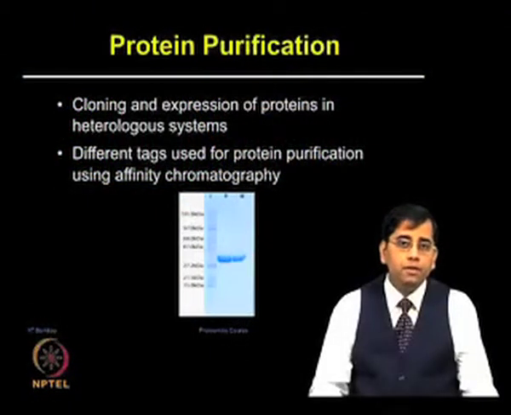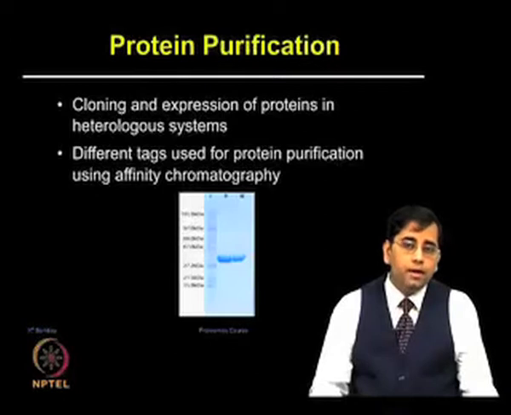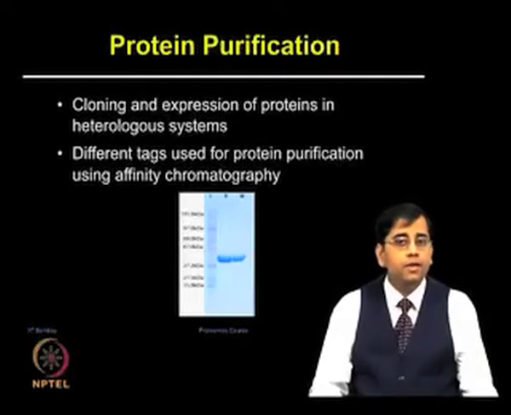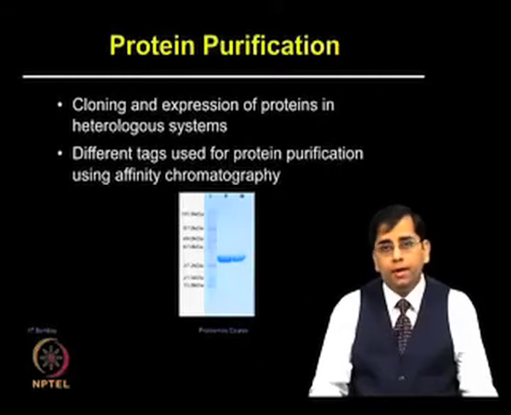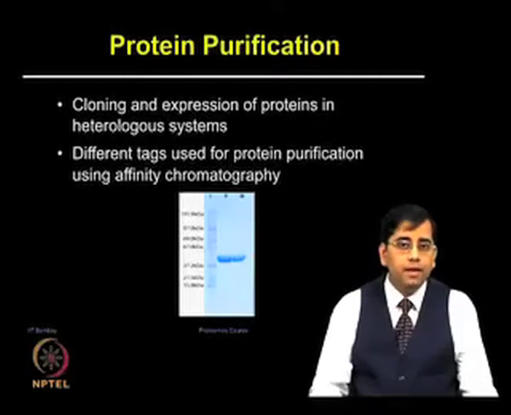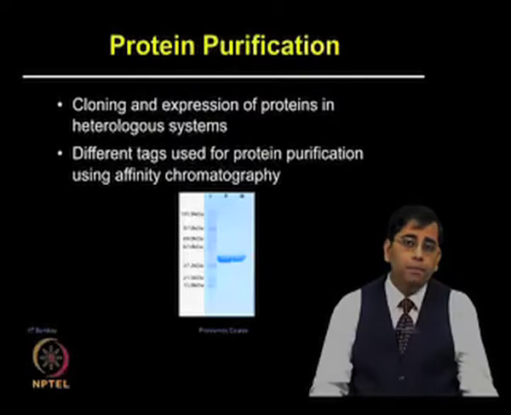Advances in molecular biology have allowed cloning and expression of proteins in heterologous systems. For example, E. coli, S. cerevisiae and various tags such as histidine 6 tag, glutathione S-transferase (GST) and maltose binding protein (MBP). These tags have been used for affinity chromatography based protein purification. The large scale protein production involves tedious cloning, expression and purification steps.